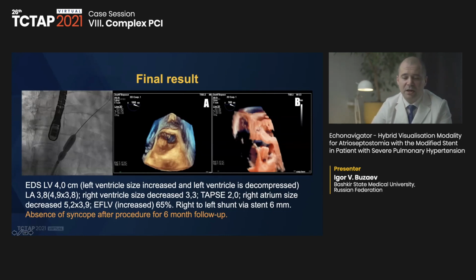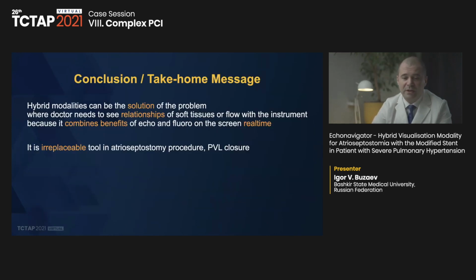And the patient had a very good improvement of quality of life. She had no symptoms for 1 year, and the ventricle shape was normal after that. So hybrid modalities are very useful. It is magic when you do the atrioseptostomy with stent for pulmonary hypertension, because echocardiography shows the septum and fluoroscopy shows the instrument. My impression is that it is unique technology. It disburdens the brain from changing between different modalities and makes a mix of the different pictures on one screen. So thank you very much.